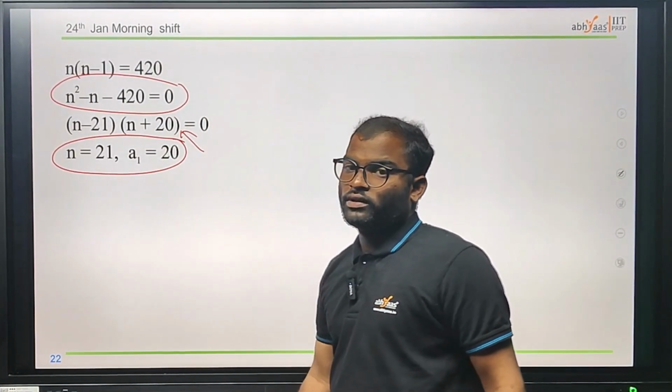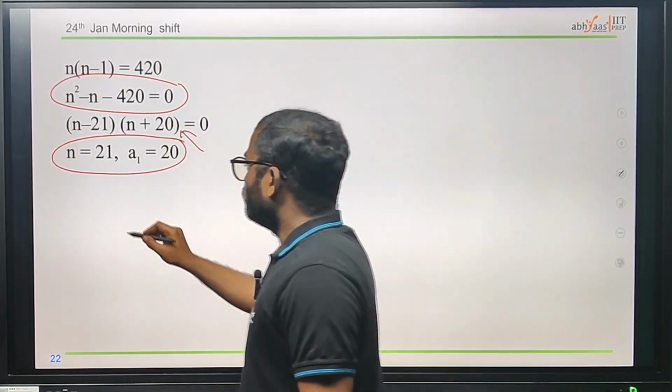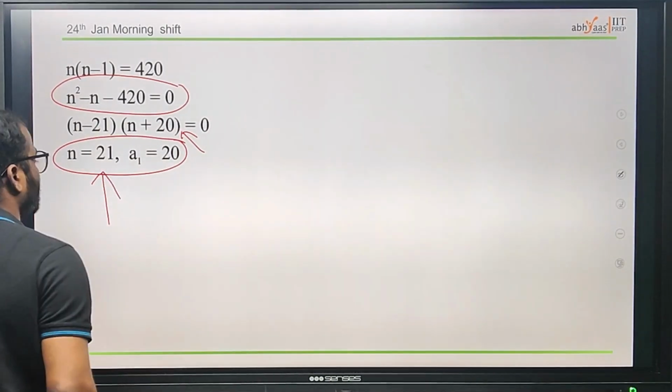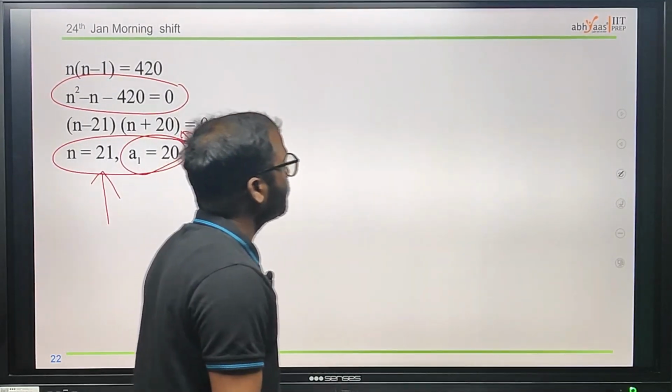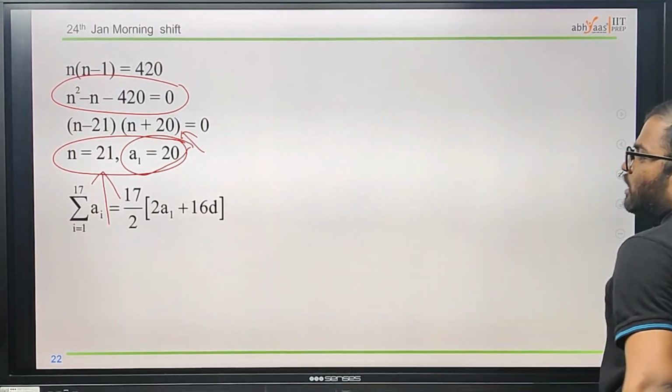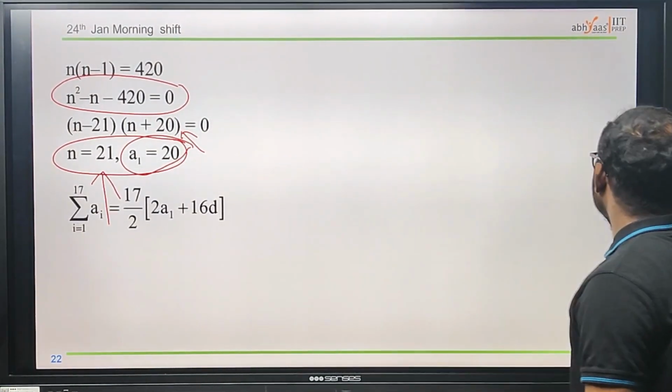It will be negative, there will be no negative. So for the further reasoning, we will have A equal to 21, n equal to 21. Then if n equal to 21, A1 will be 20. Next thing we have is the final answer.